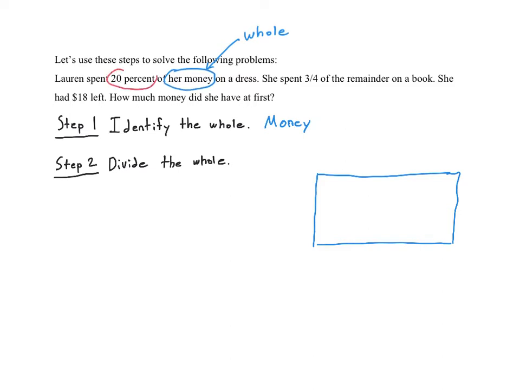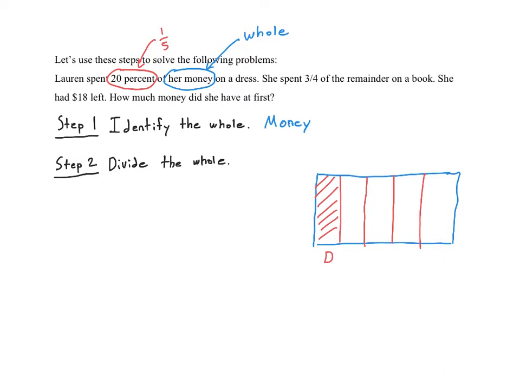And 20% is the same as 20 over 100, or 1/5. So we're going to divide up our bar into 5 equal parts, as equal as possible. So there's 3, there's 4, there's our 5 parts. And we are told that 20% is spent on the dress. So that's our first division. I'll mark this division in red. And I'll mark down D for dress.